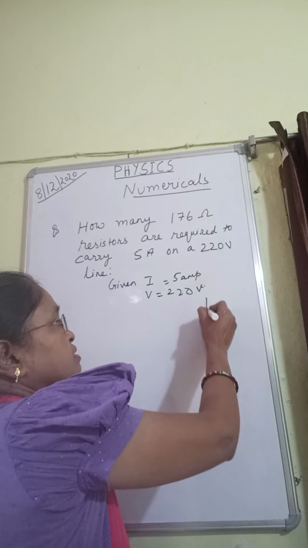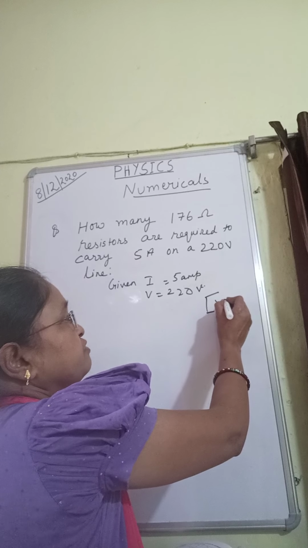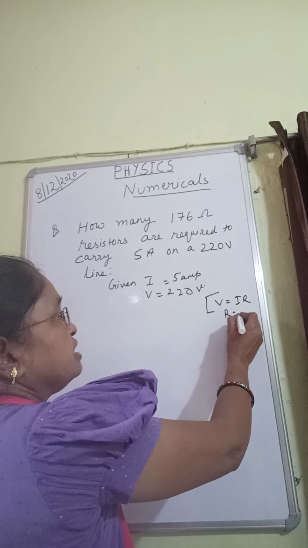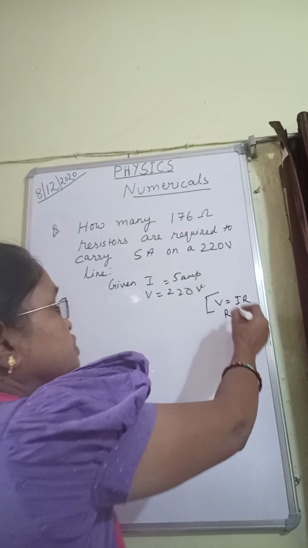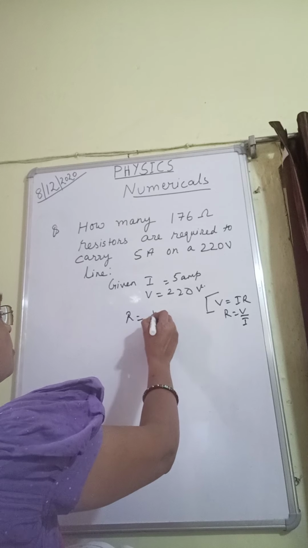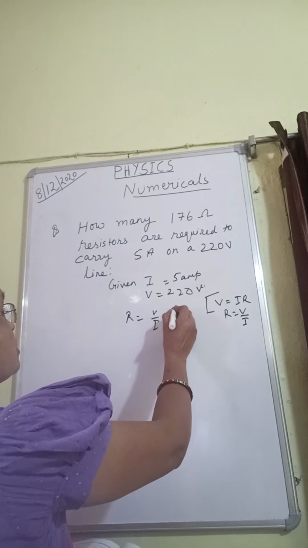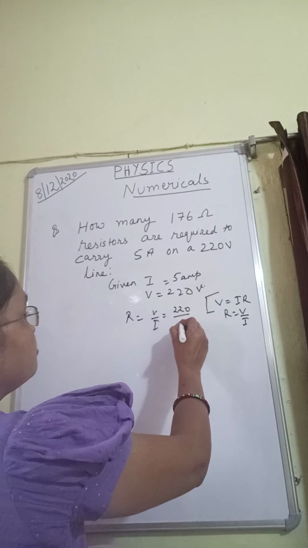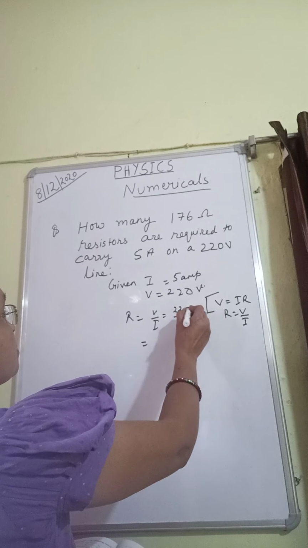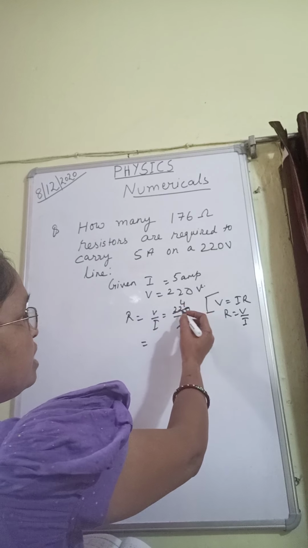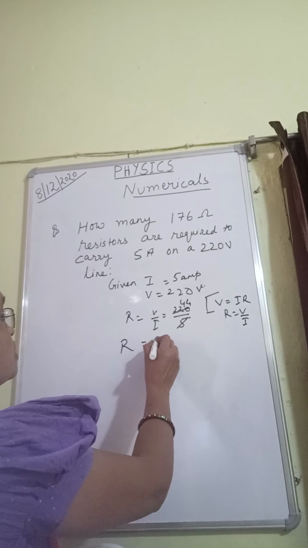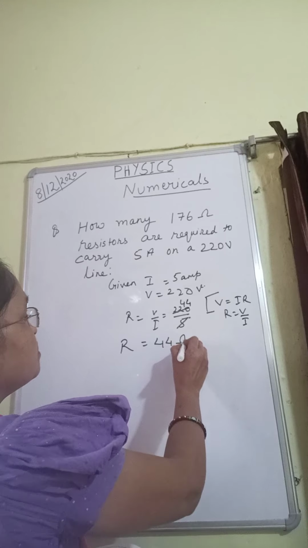From Ohm's law, we know V is equal to IR. That means we can write R is equal to V by I. So we have R is equal to V by I, 220 by 5. So you will get 5 4s are 20 and again 20, 5 4s are 20. So R is equal to 44 ohm.